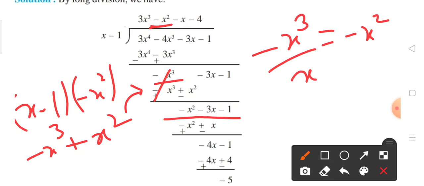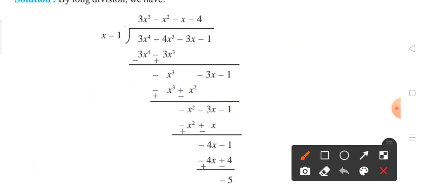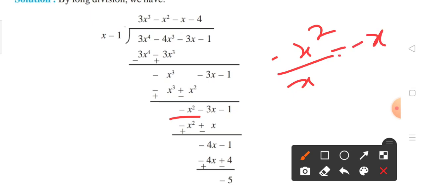Again we are able to see that the degree of the remainder is right now greater than the degree of the divisor here. So the division will continue. Okay. So next term we find for the quotient. So we will take minus of x square divided by x. So we are left with minus of x.